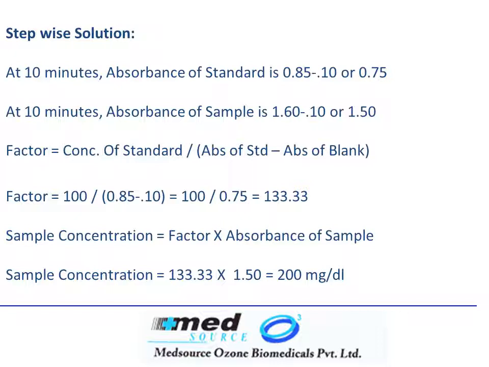I repeat, the absorbance of the sample is 1.5, the factor is 133.33, and when we multiply the two, the answer is 200 mg per dl, which is the concentration of the unknown sample. This was an example of an endpoint assay.